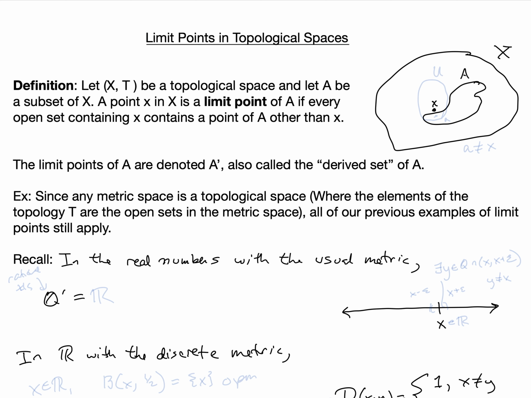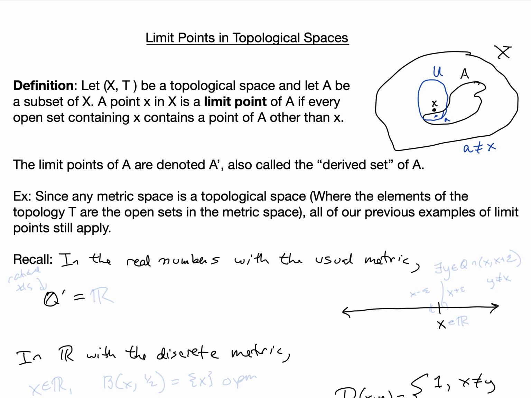So in other words, here's our set X, our subset A, and a point x. x is a limit point of A if for any open set U containing x, that open set U contains some point a of A, with a not equal to x. This is actually the same definition that we had for limit point in a metric space. The limit points of A are denoted A prime, as before, and A prime is also sometimes called the derived set of A.